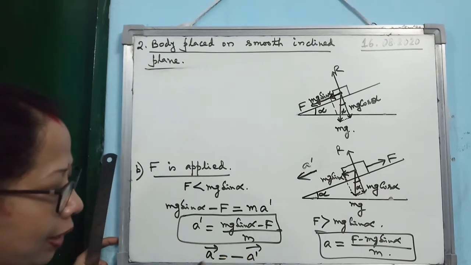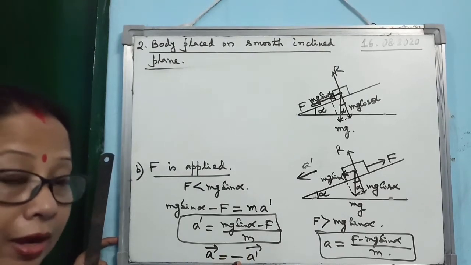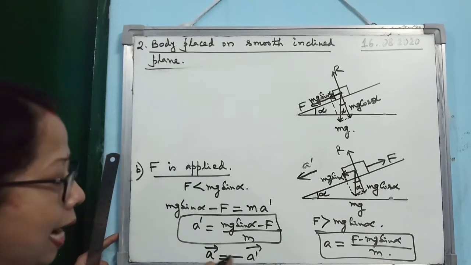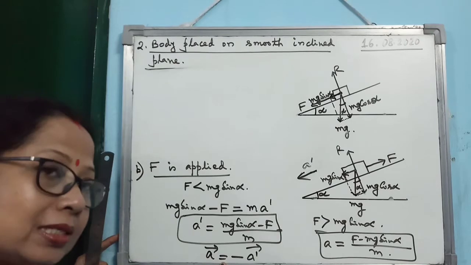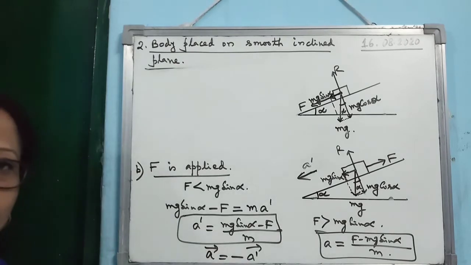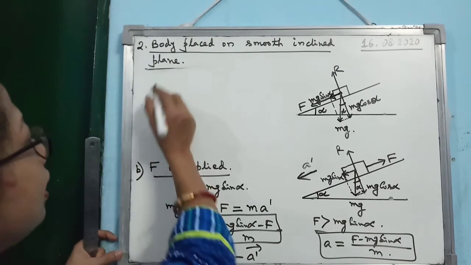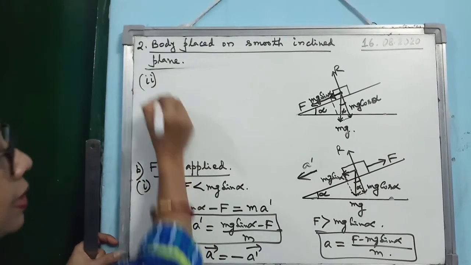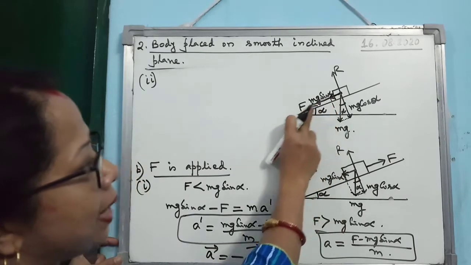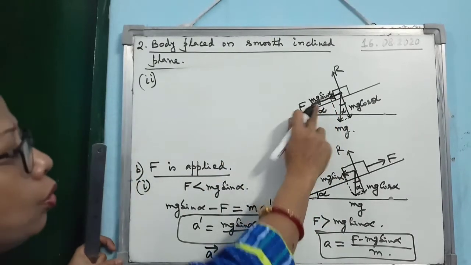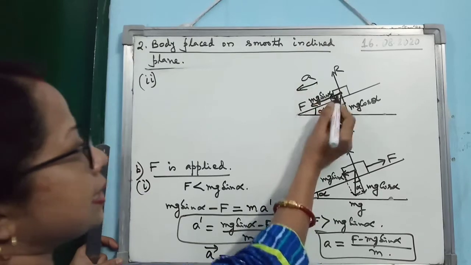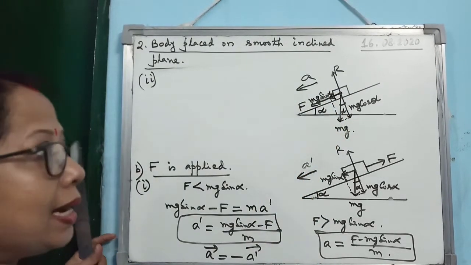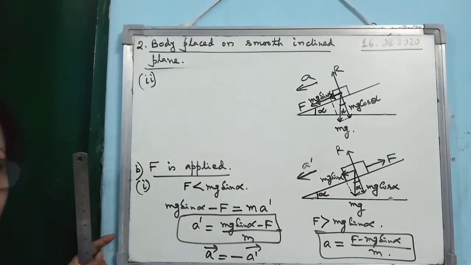That's why I have given the vector sign and written the negative sign. The negative sign indicates they are oppositely directed, and the equal sign indicates that their magnitudes are equal. Then the second case. This is the first case and this is the second case. In this case, F is applied in the downward direction. So what will be the acceleration? As F is downward, mg sin alpha is also downward, so the acceleration should also be in the downward direction.